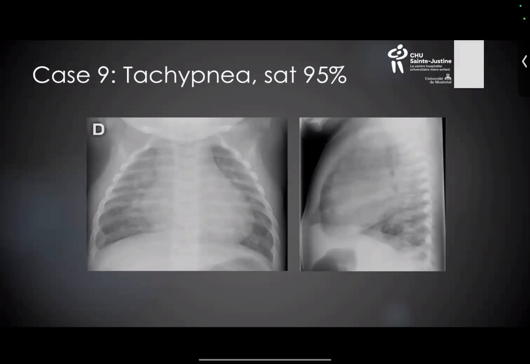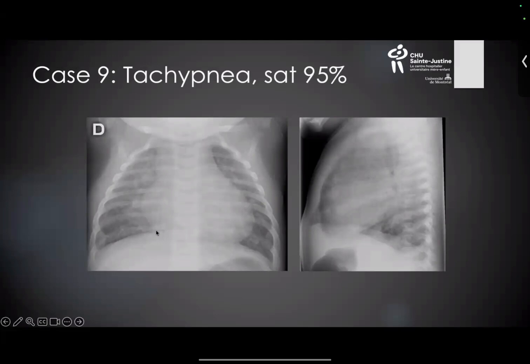Okay, so we have a 2-month-old baby who is tachypneic, with a nearly normal saturation. Let's say it's not cyanotic. So what do we have here? You have a heart that is quite big. You have a left aortic knob, you have a left apex, you have a left stomach, which is okay.